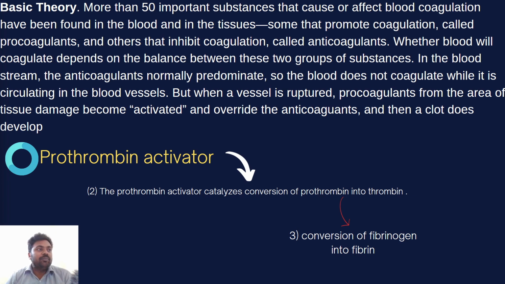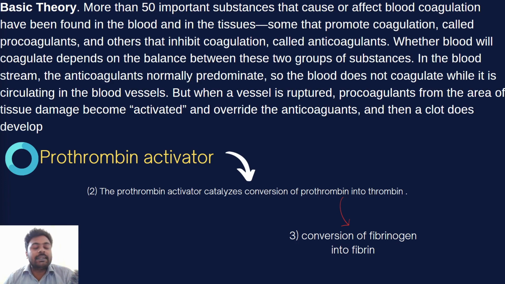In the bloodstream, anticoagulants usually predominate so that the blood does not coagulate while it is circulating inside the blood vessels. But when a vessel is ruptured, procoagulants from that area of tissue damage become activated and override the anticoagulants, and then a clot will develop.